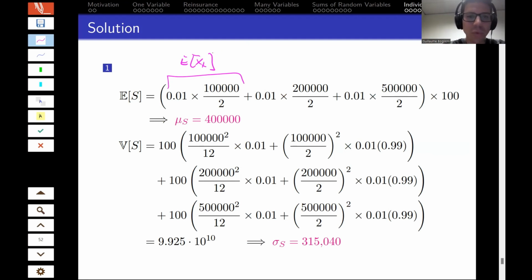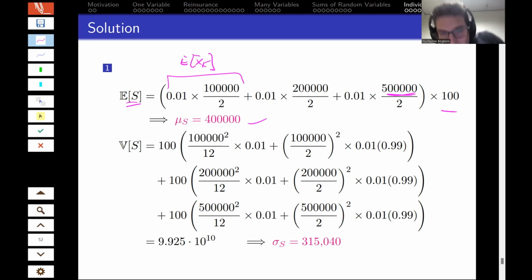But now you want the expectation of S. So there's 100 of those X's, so you sum 100 times this thing. This explains the 100 here. We put it outside because every subgroup is the same size, 100 here. Then for the second block of policies, it's 1% times the average size, which is 100K in this case, because they have a maximum of 200K. And lastly, you add those with a max size of 500. Then you get to this mean expectation for S.